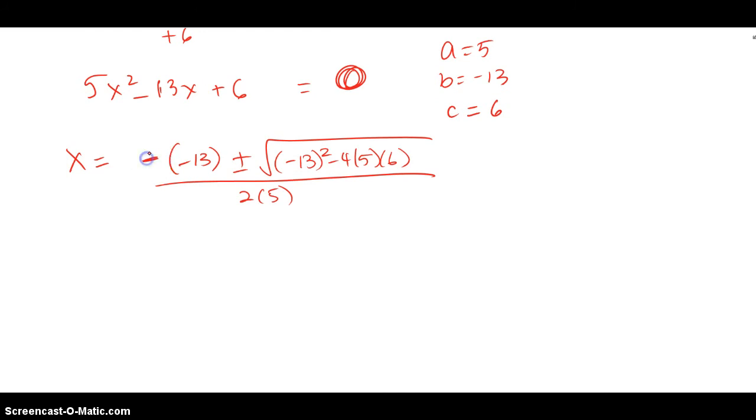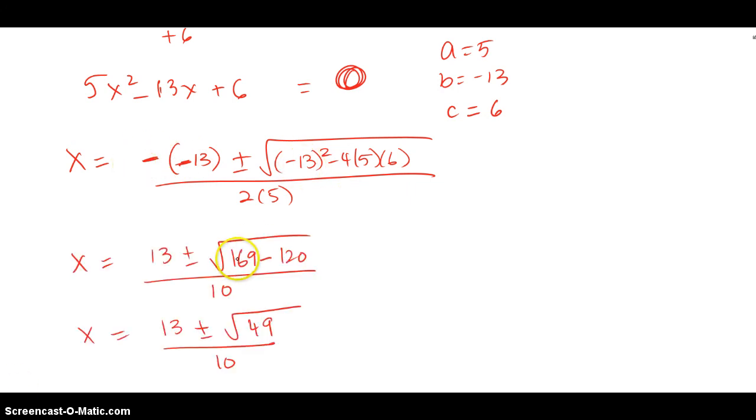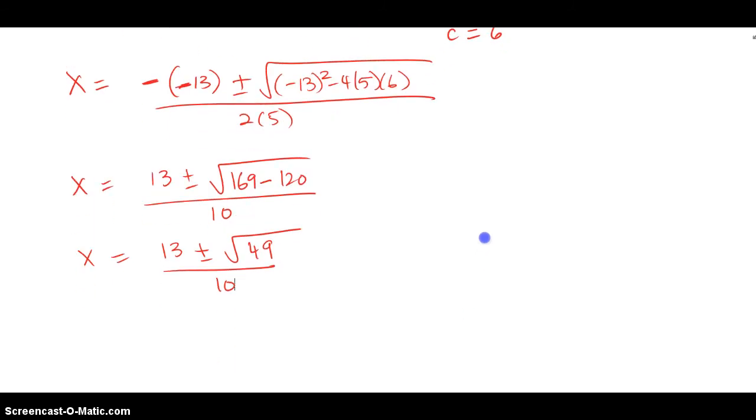Notice it's a negative part of the quadratic formula and then a negative also part of my B. So double negatives are going to make a positive. Okay, looking good so far. 169 minus 120 gives me 49, which is a perfect square. So I have 13 plus or minus 7 over 10. And that's going to give me 2 solutions.